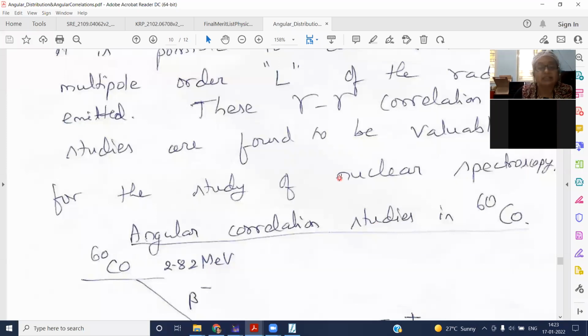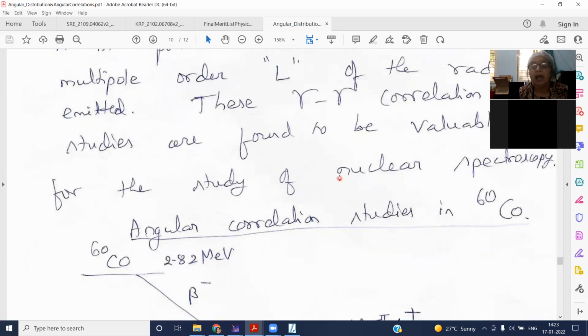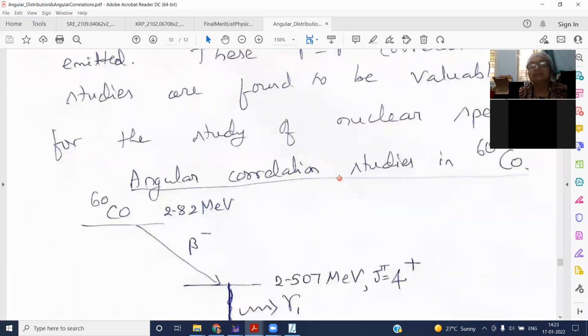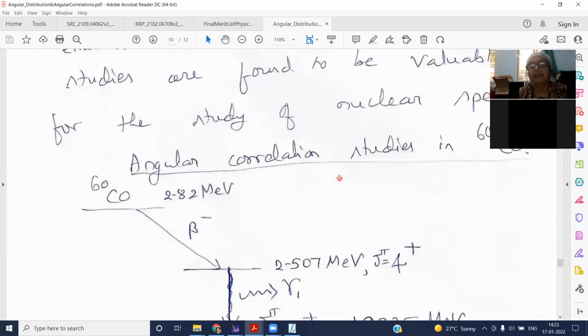And through multipolarity, you can do nuclear spectroscopy. Now, I will tell you a specific example. You had told me in the last class that cobalt-60 emits 2 gamma rays. You should know, being a nuclear physics student, what are the energy levels giving you 2 gamma rays.